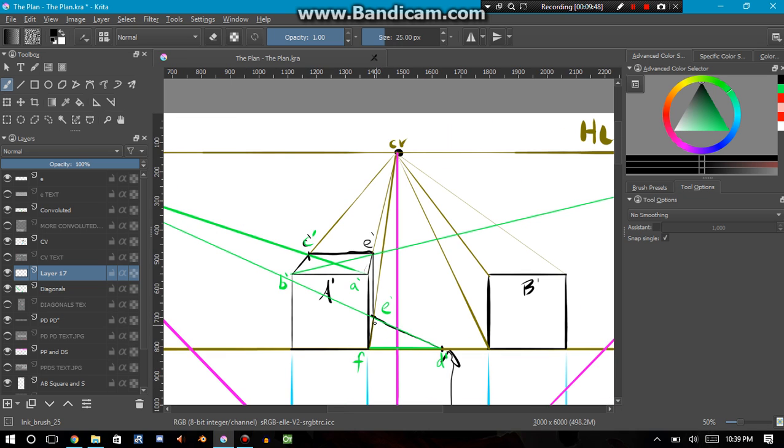All right. Now this is a super complicated and super accurate way of doing it. It doesn't need to be this complicated.